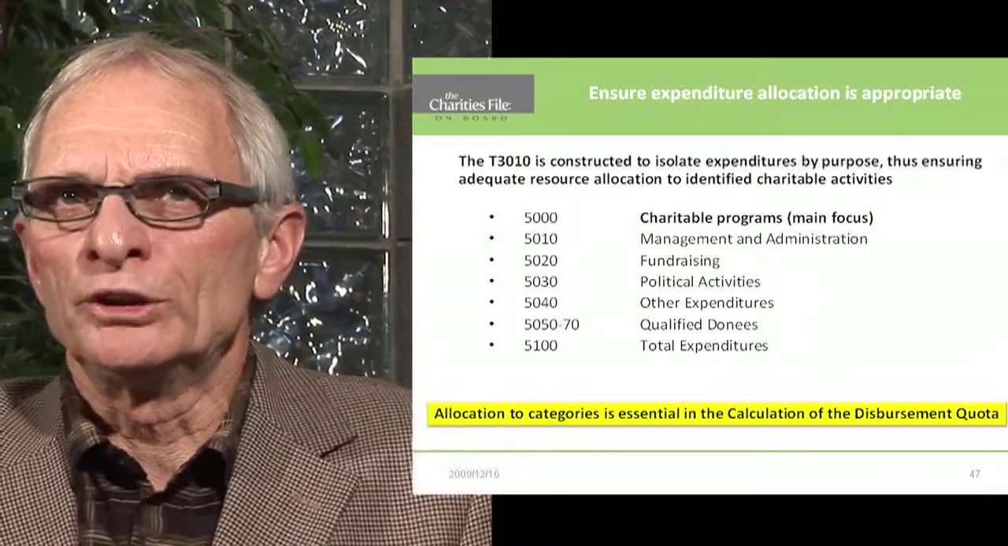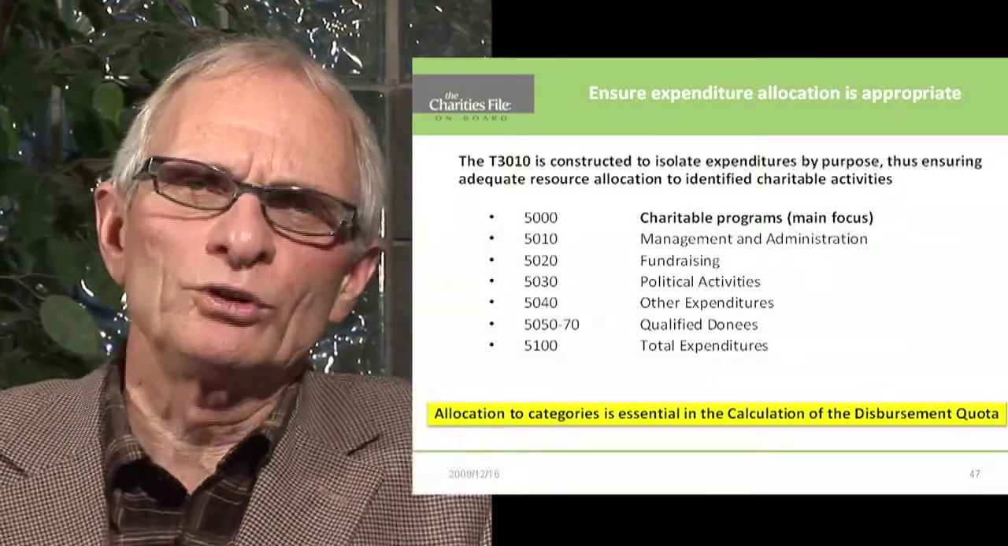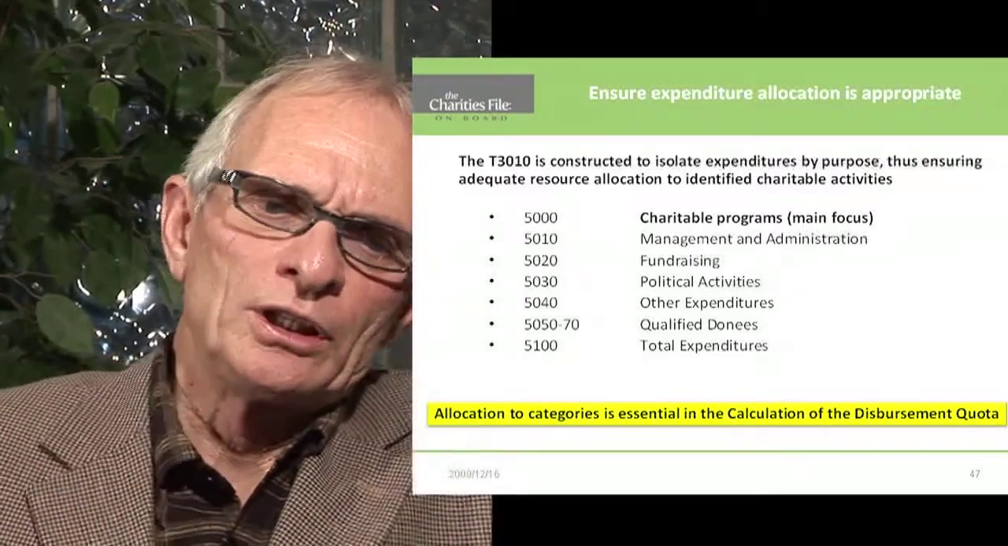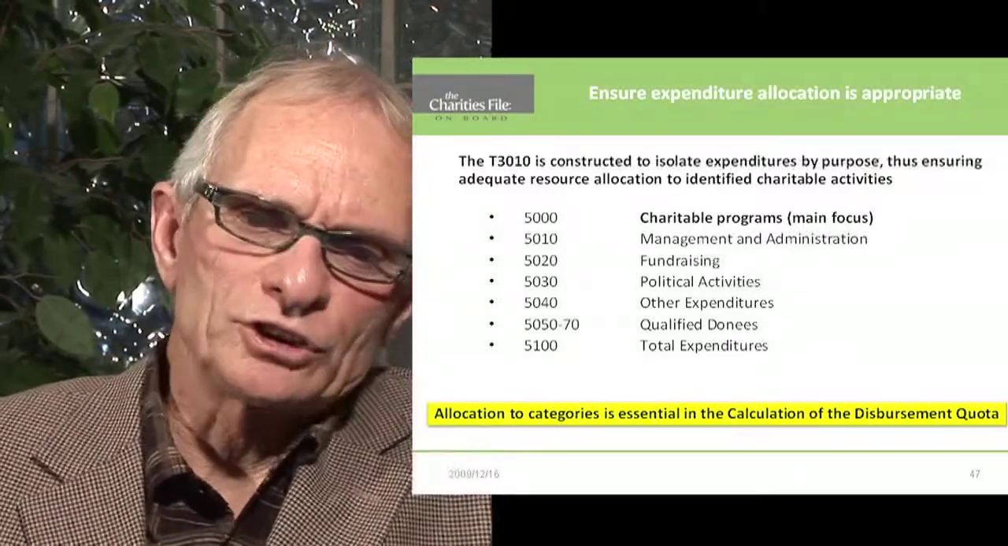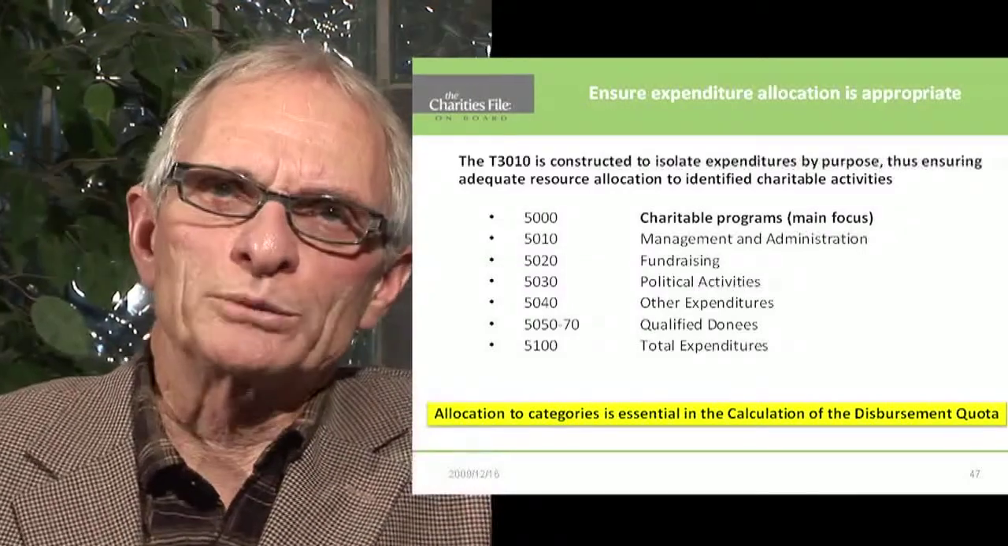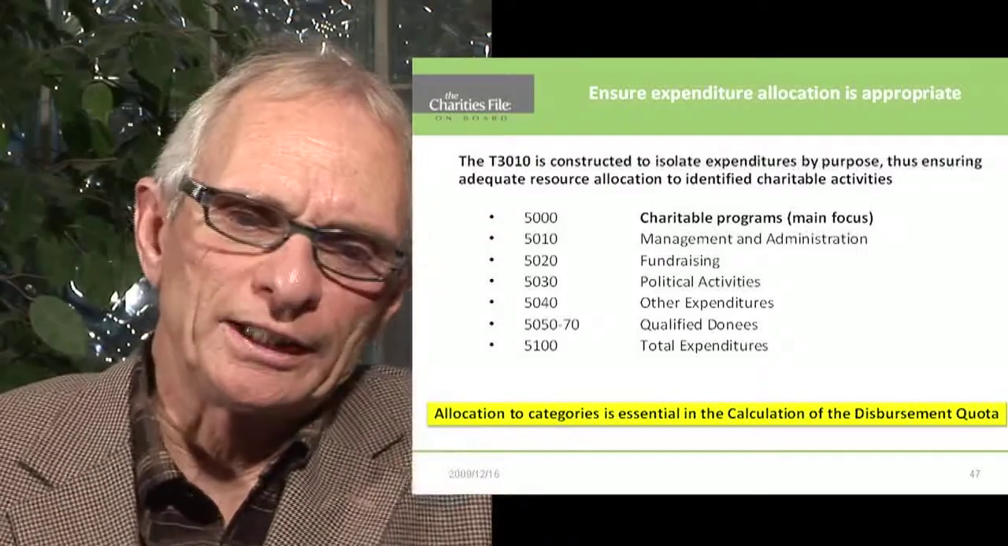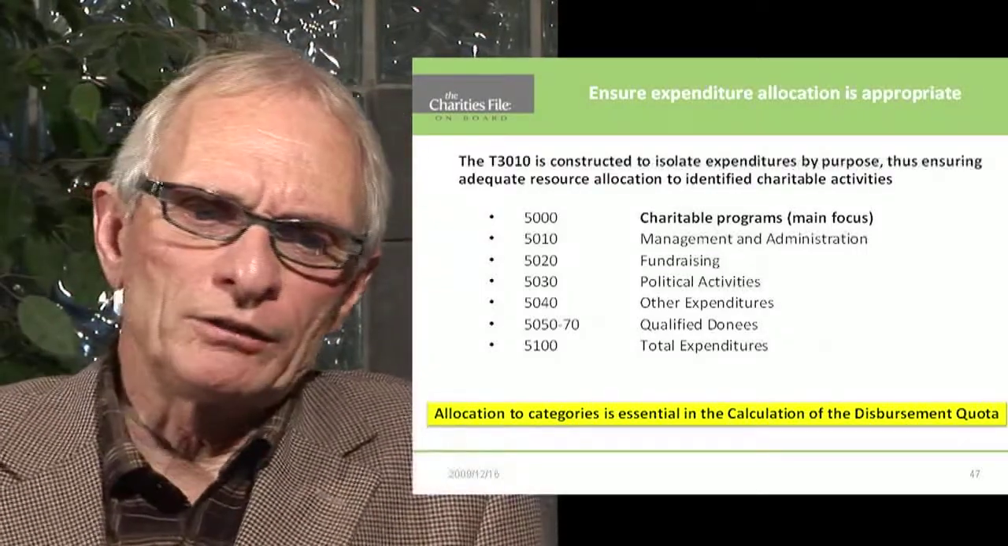The information return is constructed so that the expenditures are in each of these categories. Category 5000 is really the charitable programs. So any expenditures that relate to charitable programs are placed within that line category. 5010 relates to management and administration.